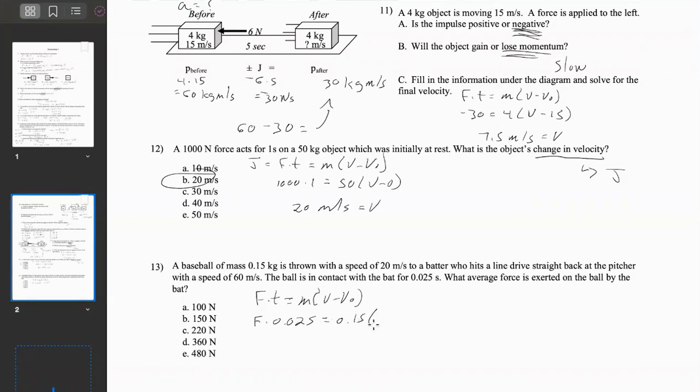Well, we know force times time is equal to mass times the change in velocity. Force times the time of 0.025 is equal to the mass 0.15 times negative 60 minus 20. Final minus initial, the ball changed directions. Keep that in mind. So we get a force of negative 480. The answer choice is E.